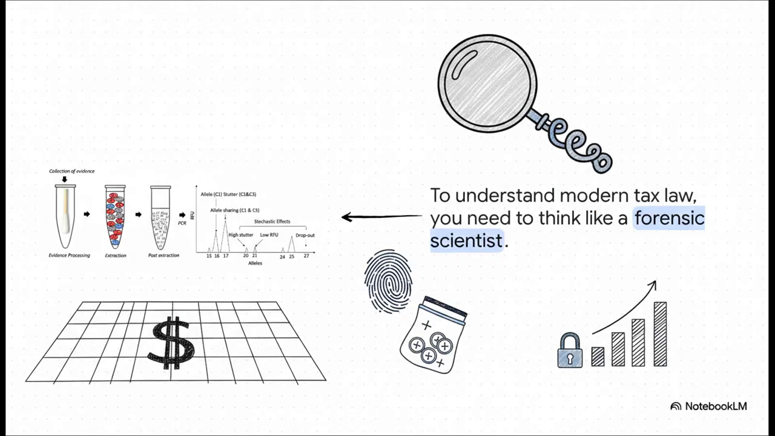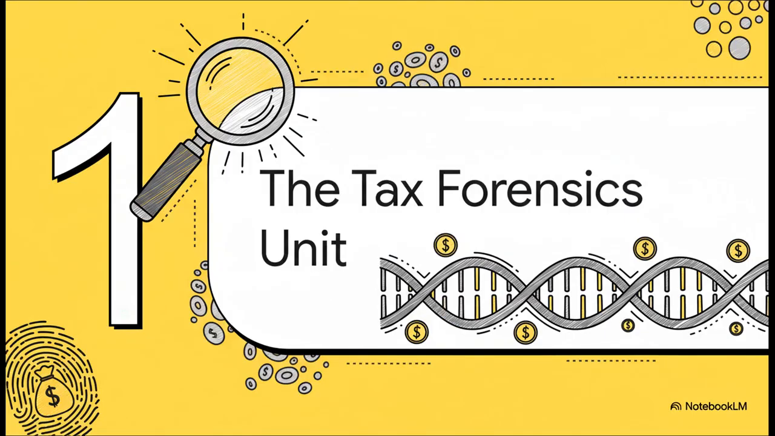Okay, so let's get right into it. To really wrap our heads around this, you have to stop thinking like an accountant and start thinking like a crime scene investigator. The evidence can be complex, the paper trail might be cold, but our objective? It's crystal clear. Secure that full basis step up at death. So our investigation begins right here, in what we're calling the tax forensics unit.